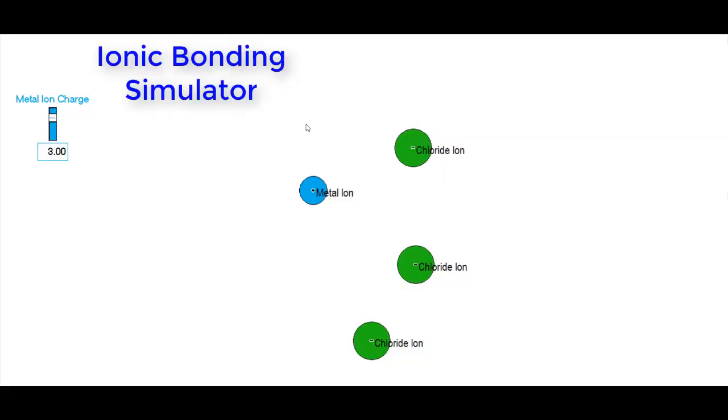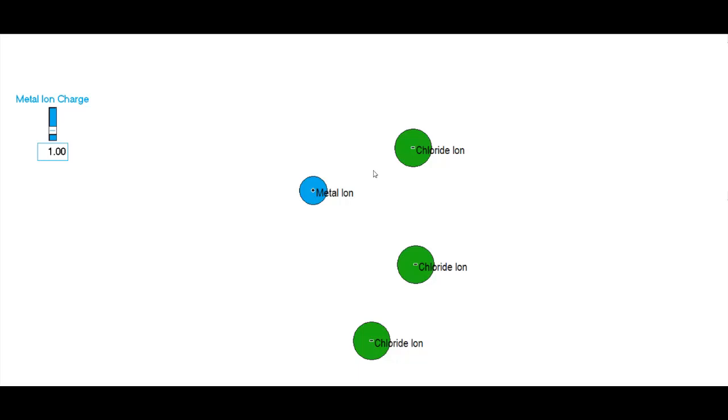Here I'm showing you an ionic bonding simulator. This allows us to visualize what we mean by ionic bonding. There's a metal ion here that's positive. There are 3 chloride ions, each is -1. The metal ion, I can control its charge between 0 and +4. I'll start it with a +1 charge, and we'll see what happens.